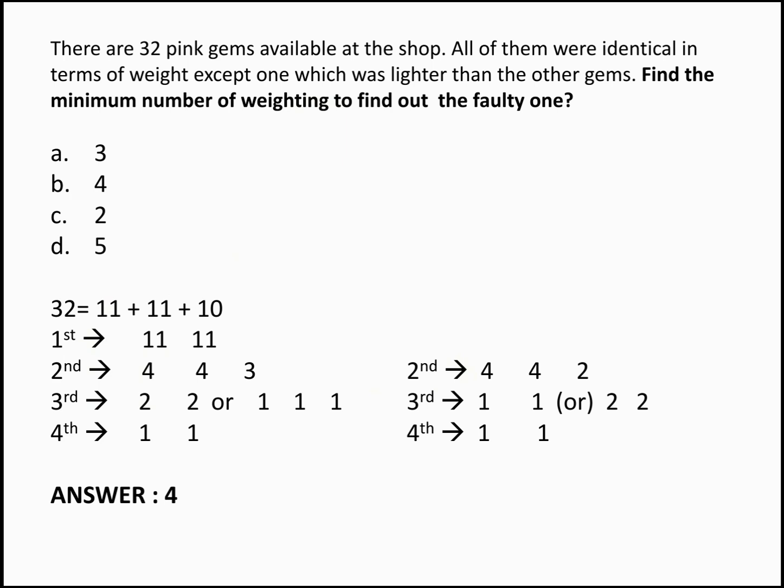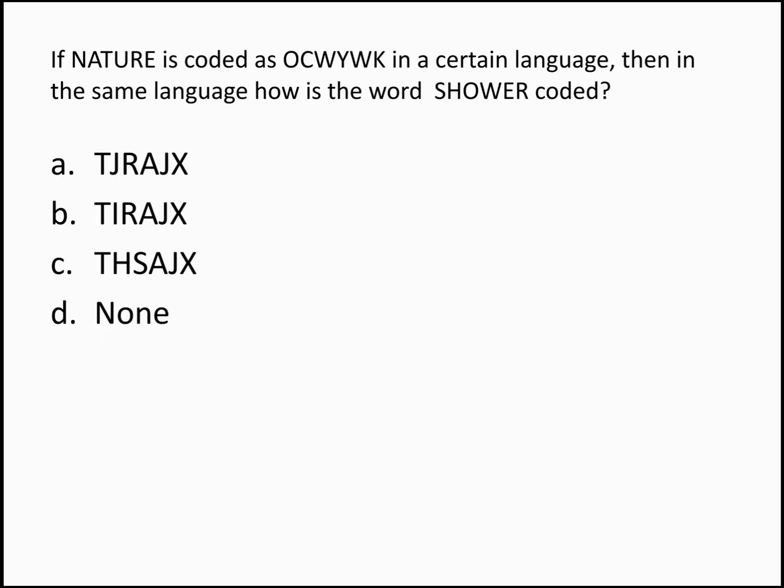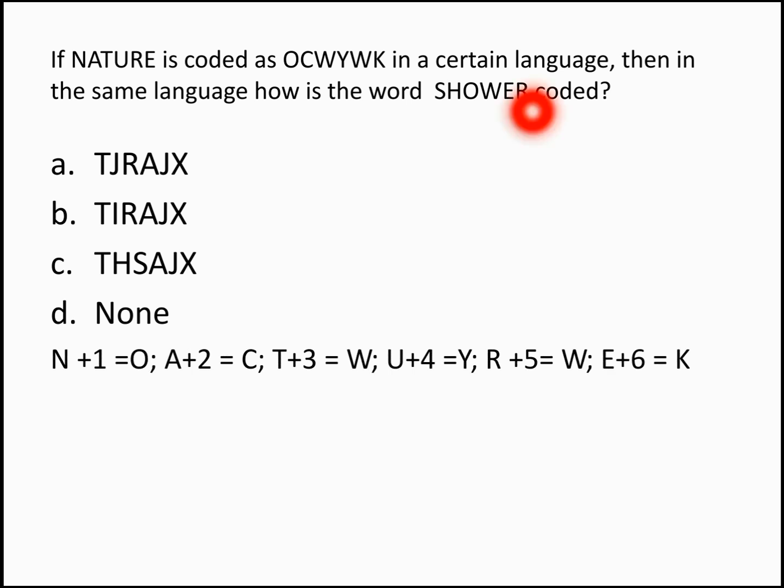This type of question is what you can expect in some of your placements, right? Your next question: if nature is coded as OCWYWK in a certain language, then in the same language, how is the word shower coded? Now it is very simple. The next letter of N is O, 2 letters after A is C, 3 letters after T is W, 4 letters after U is Y, and it goes on like that, right?